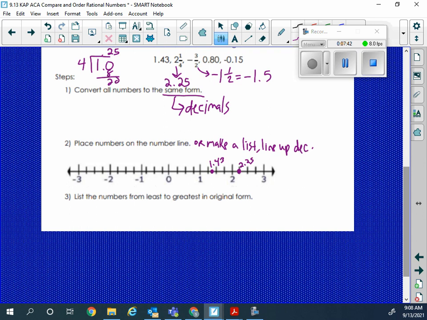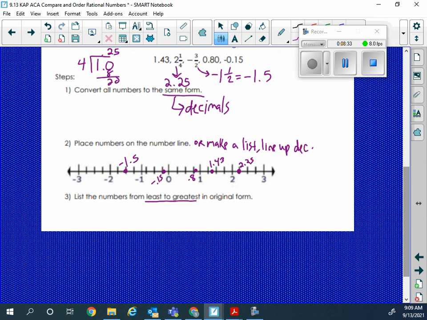-1.5 would go on the left between -1 and -2, right here would be -1.5. 0.80. Where would 0.80 go? Between 0 and 1. So a little bit over here to the right, just before the 1, 0.80 or 0.8. And -0.15. Where would that go? Well, tell me what 2 whole numbers that would come between. That's right, 0 and 1. Okay? So it's going to be just a little bit left of the 0. -0.15. Okay?